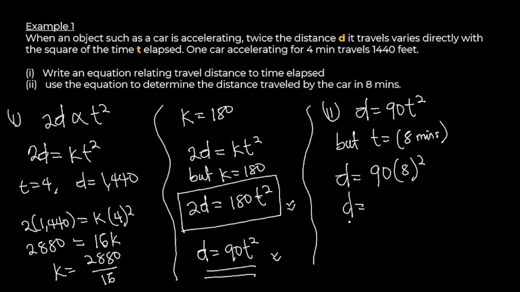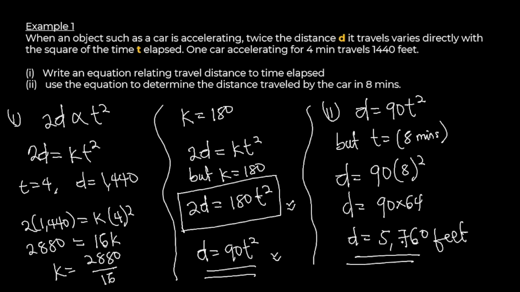So our distance is now 90 multiplied by 8 squared, and 8 squared is 64. So we have 90 multiplied by 64, and this gives us the distance of 5,760 feet. So this is the distance traveled by the car, accelerating at the same rate, in 8 minutes. So let's have a look at another example.